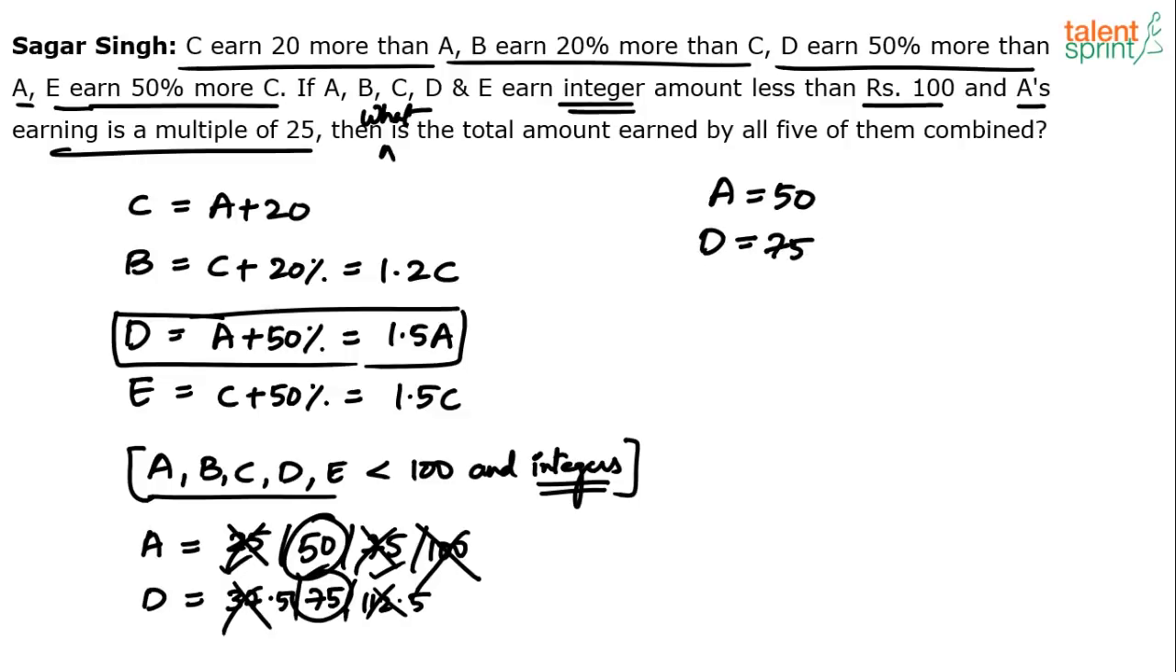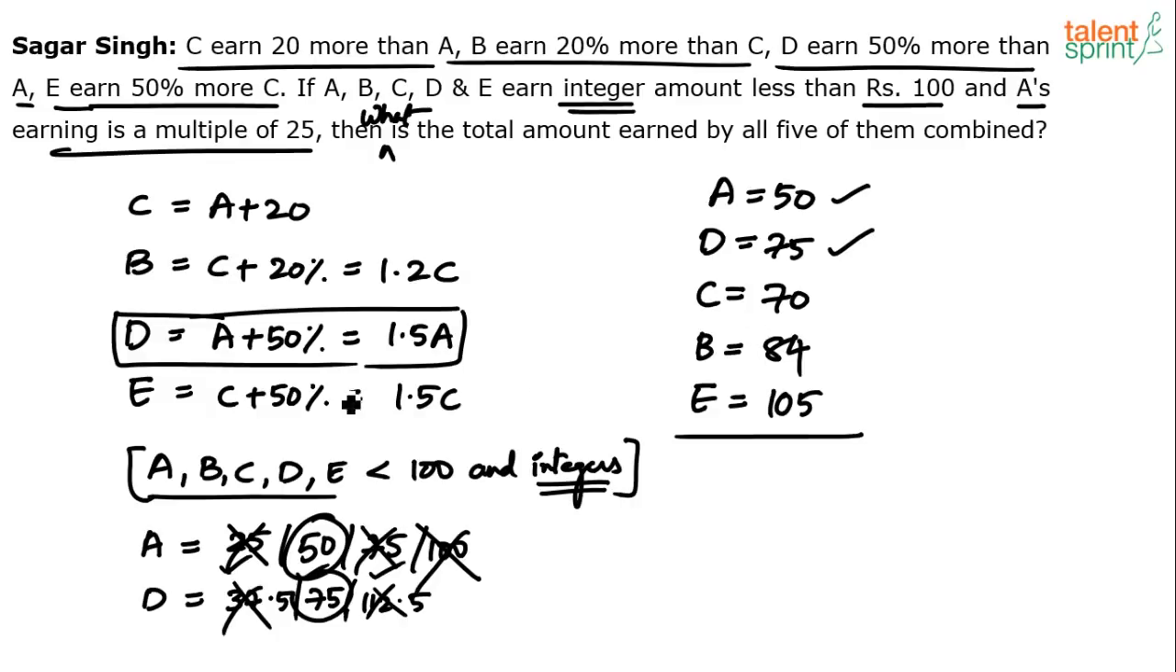What about C? C will be equal to A plus 20, so 50 plus 20 is 70. Then B is equal to 1.2C, so 1.2 into 70 is 84. And E will be equal to 1.5C, so 1.5 into 70 will be 105. I think these are the values. A is 50, and D comes out to be 75.